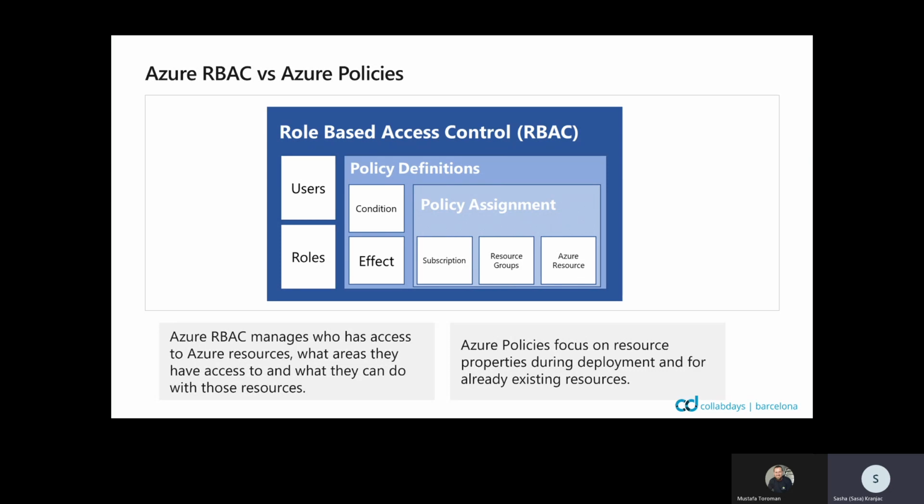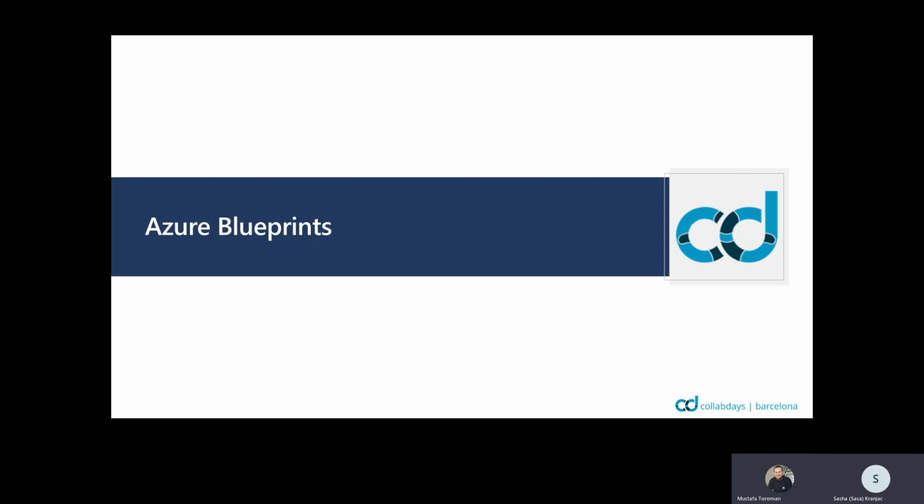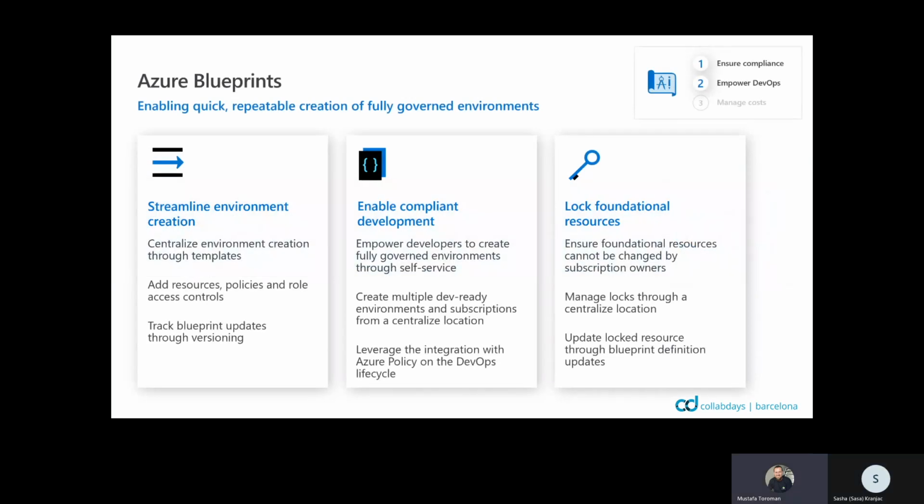But there we have some other things as well, like Azure Blueprints. Azure Blueprints are a tool that can help us take advantage of Azure Policy in the best possible way. What Azure Blueprints allow us to do is basically streamline environment creation. When we are creating a new subscription, we can control what is going to happen there. We can automatically apply policies. We can automatically apply role access controls using RBAC, and we can add some default resources by default when creating a subscription.